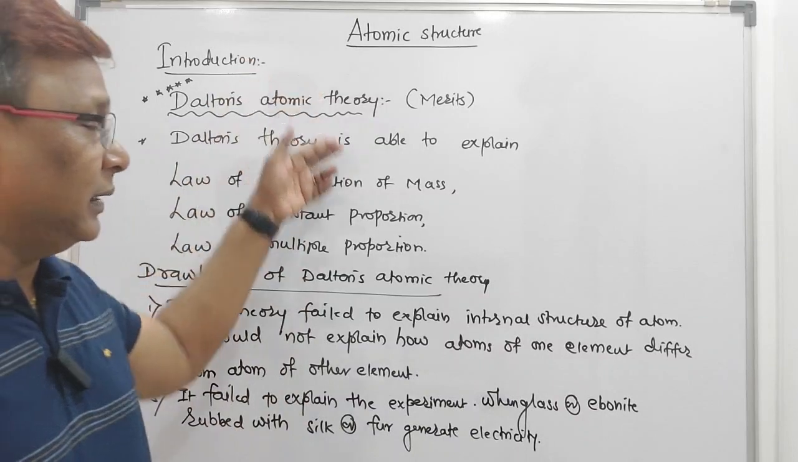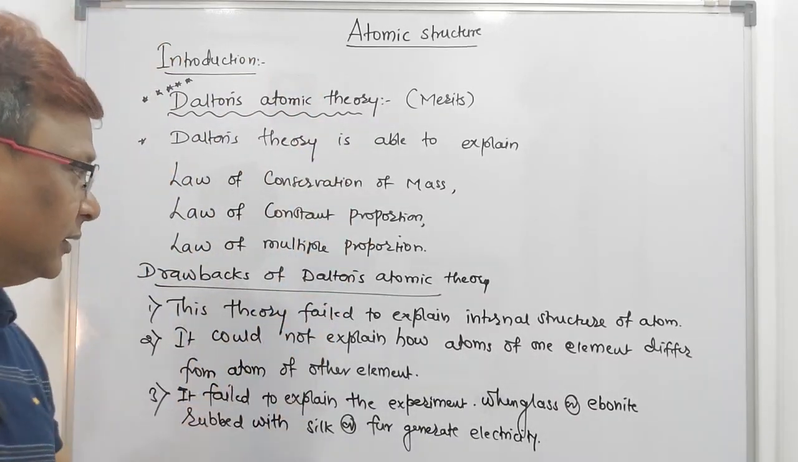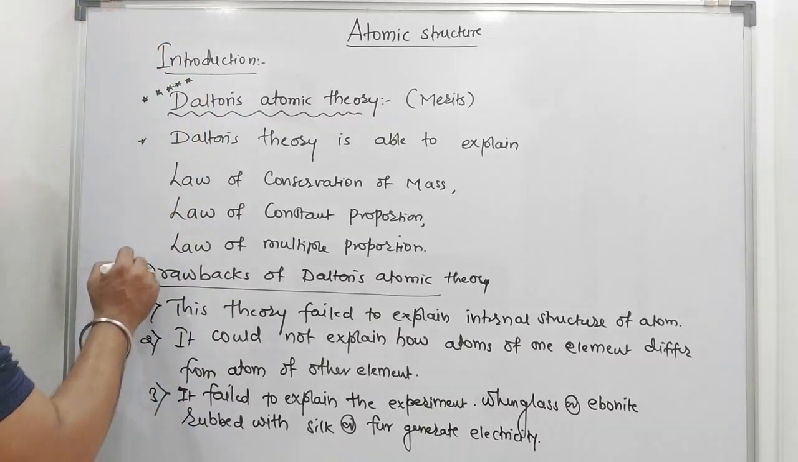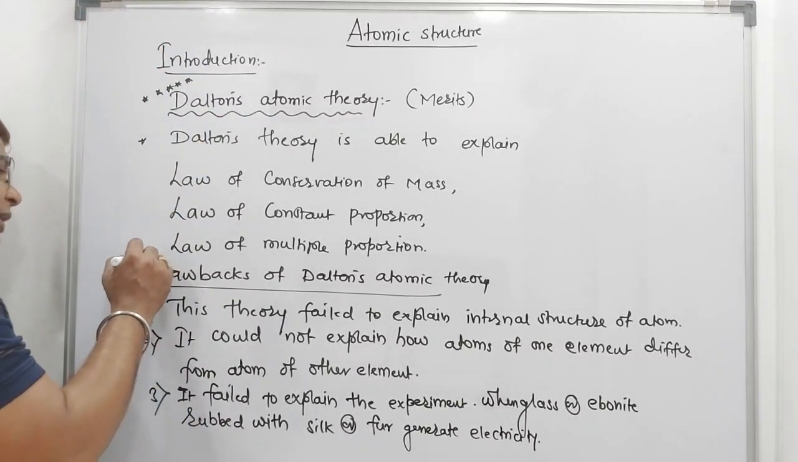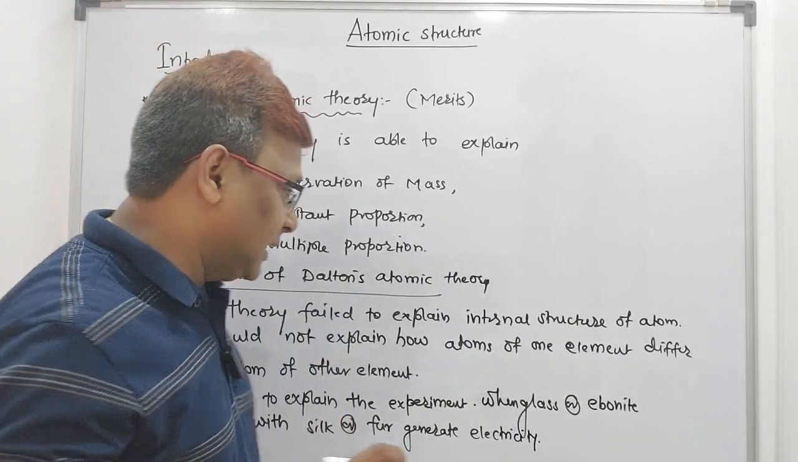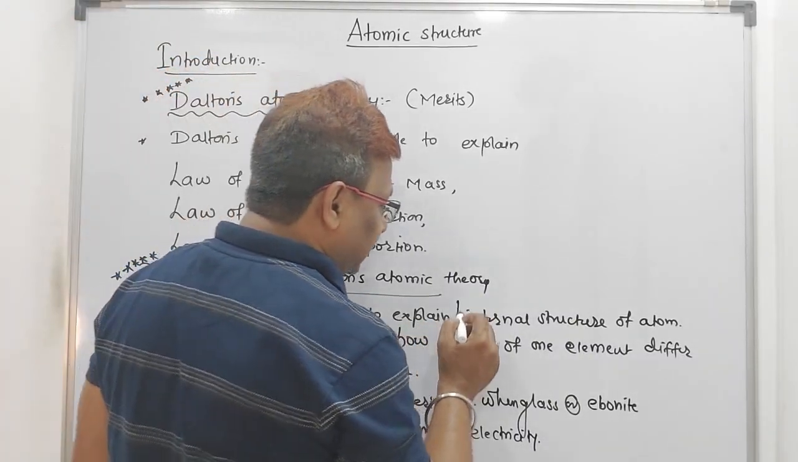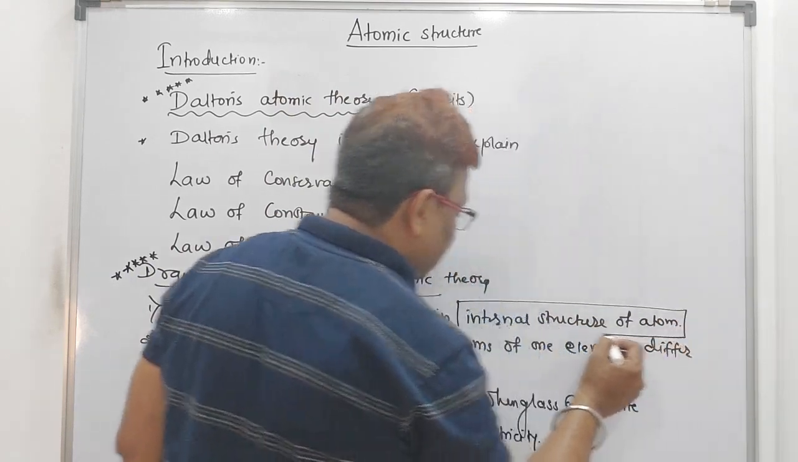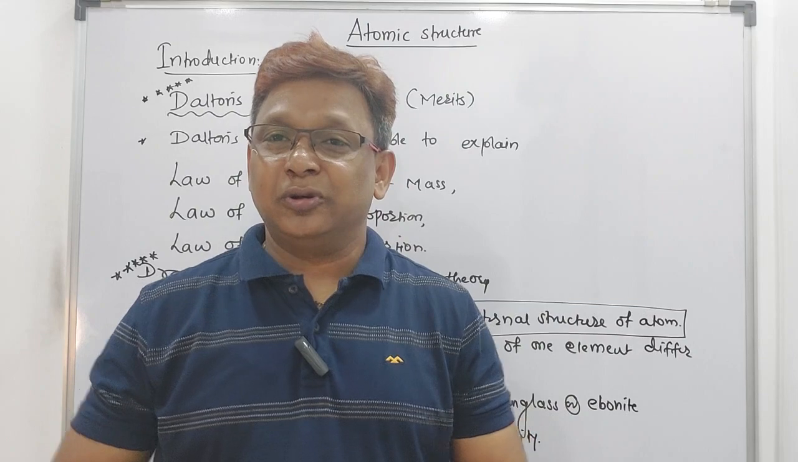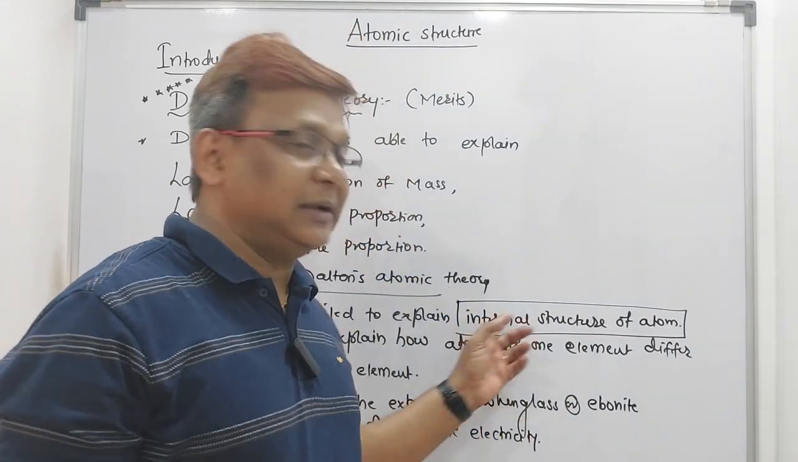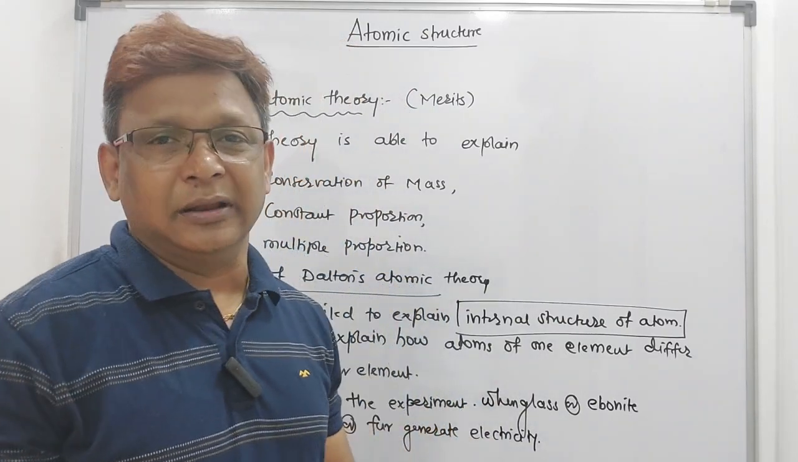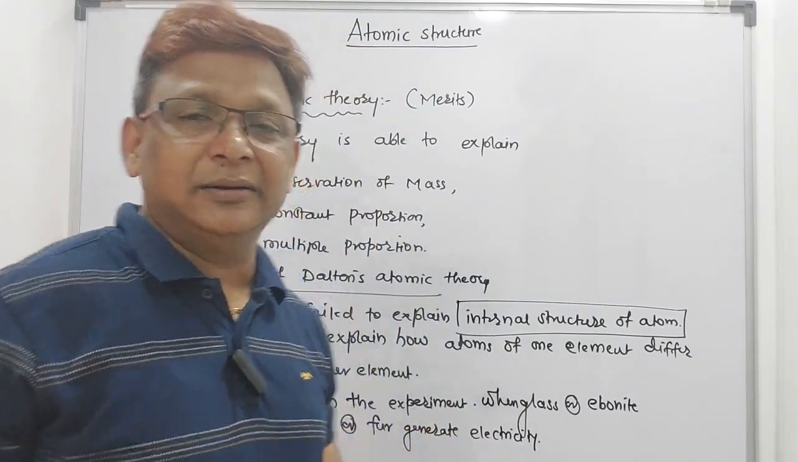So these are the few merits and the few demerits of Dalton's atomic theory. But our topic is to learn the limitations or drawbacks of Dalton's atomic theory. Among these, the most important is that Dalton is unable to explain the internal structure of the atom. So now we are going to learn what the internal structure of the atom is and who discovered all of it. Right? Take a screenshot.